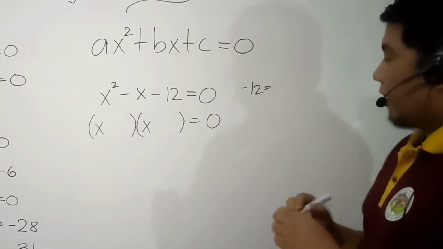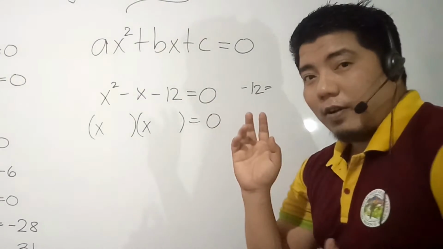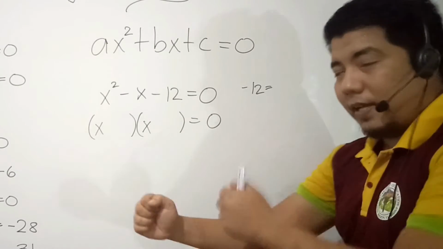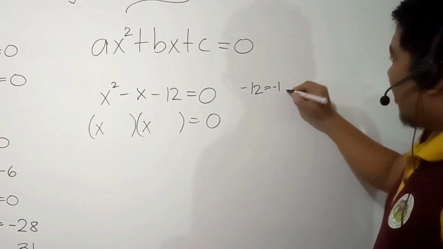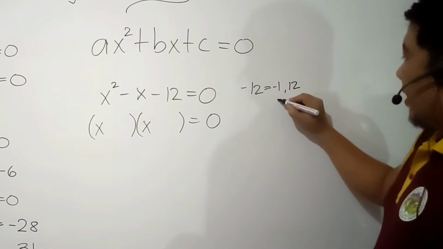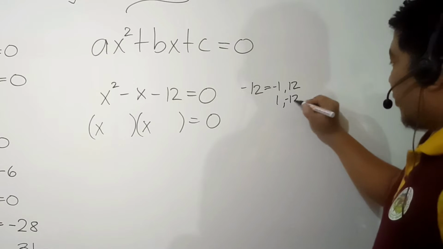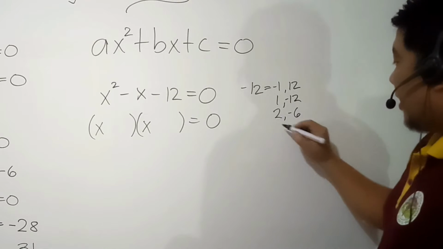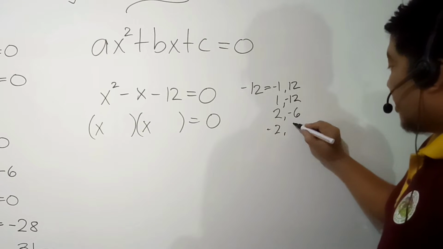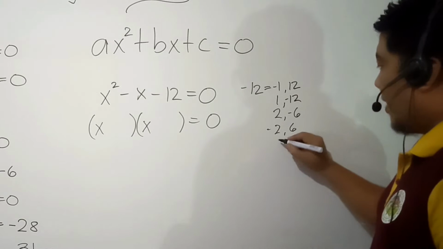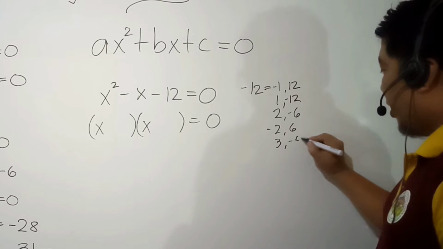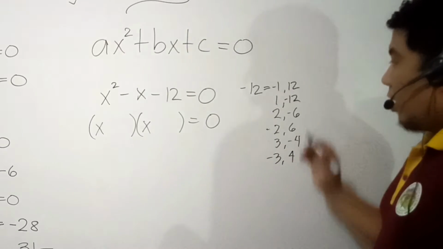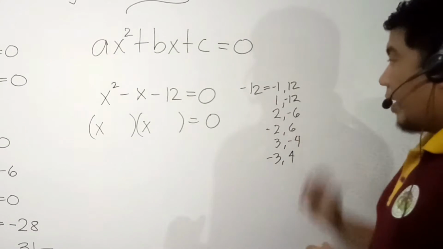What are the factors of negative 12? Remember, if your product is negative, it is a combination of positive and negative. Okay, so that is negative 1 and positive 12. That is positive 1 and negative 12. That is positive 2 and negative 6. That is negative 2 and positive 6. Okay, we also have 3 and negative 4. And negative 3 and positive 4. These are the 6 pairs of factors for our negative 12.